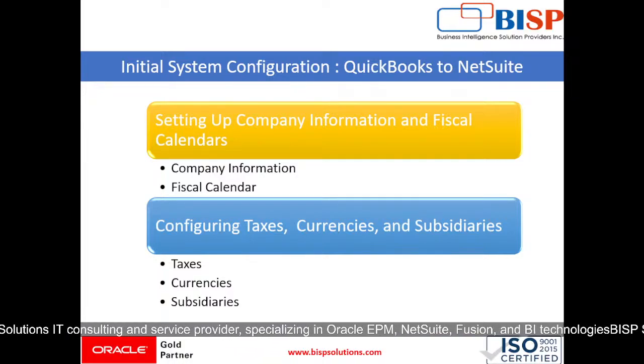Then comes our subsidiary option, which is necessary for NetSuite One World accounts. So there we will be using setup. Under setup we will be going to our company option. Under company we will be going to our subsidiaries to create a hierarchy for legal entities, where we will be assigning specific currencies, tax nexus and accounting preferences for each subsidiary.